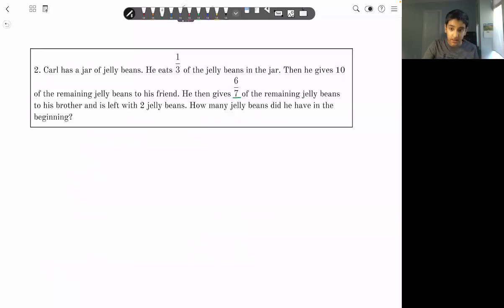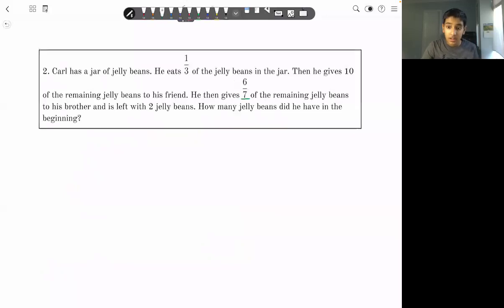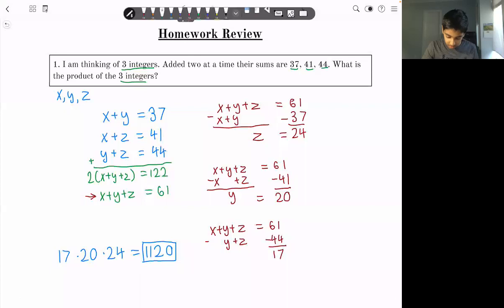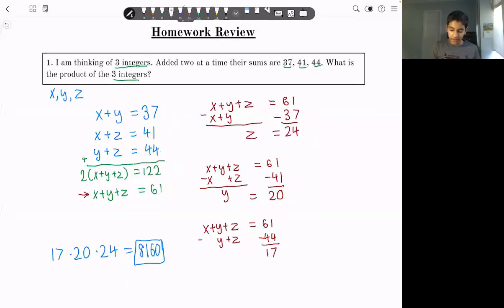Actually, I just had a quick clarification for the previous problem. For the previous problem, I actually got 8,160. I might be wrong. Sorry, this is wrong actually. I think I was referring to some other problem that had an answer of 1120. So sorry about that. Okay, so then we'll continue with homework.